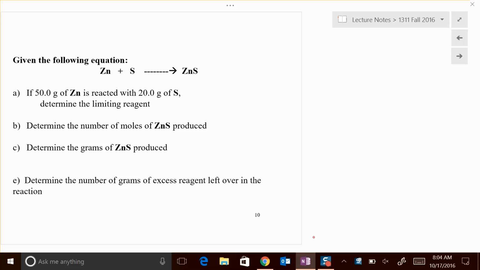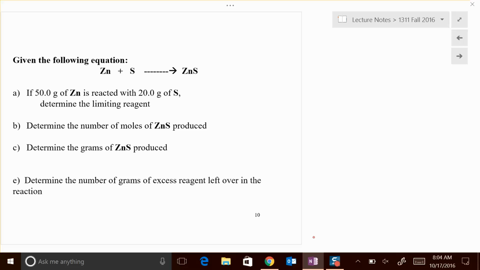So therefore, it will determine how much product, zinc sulfide, I make in the end. Because the one that's in excess, there's going to be more of it left over in the end. So we need to figure out which one, either the 50 grams of zinc or the 20 grams of sulfur, is going to determine this final product. So if I want to find out how much zinc sulfide I make, I have to know which one to start with, because I have two options, either 50 grams of zinc or 20 grams of sulfur.